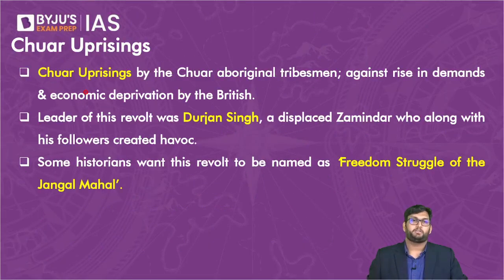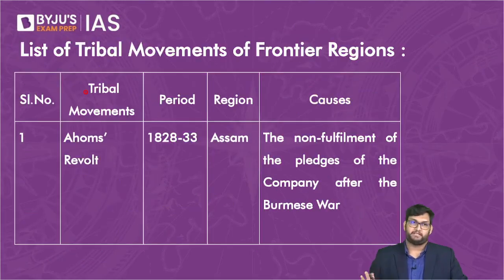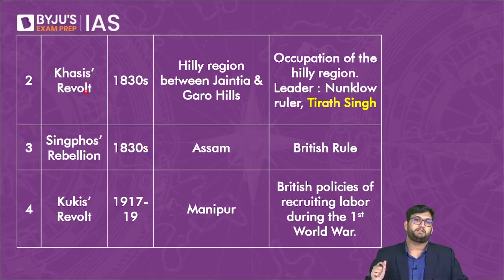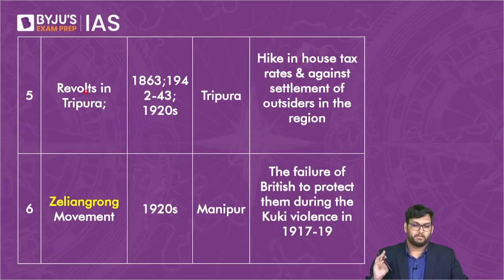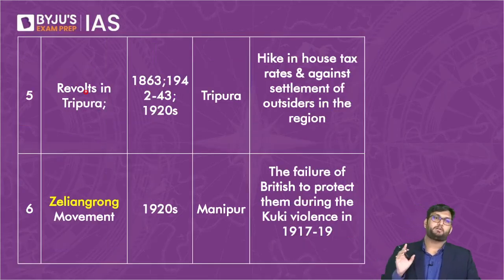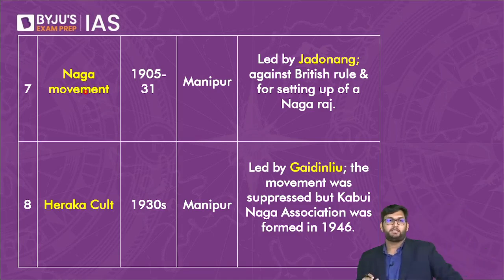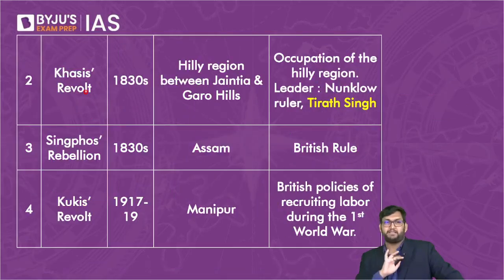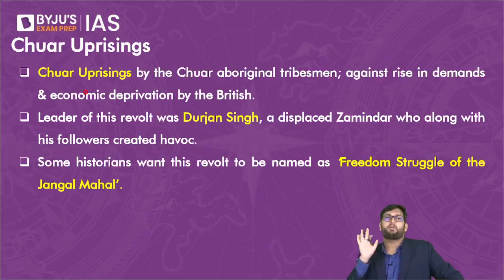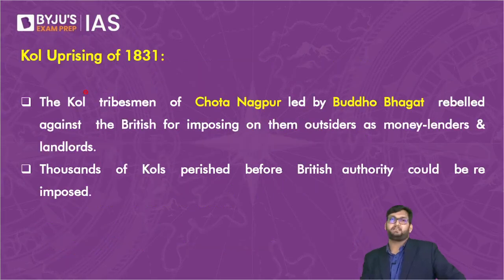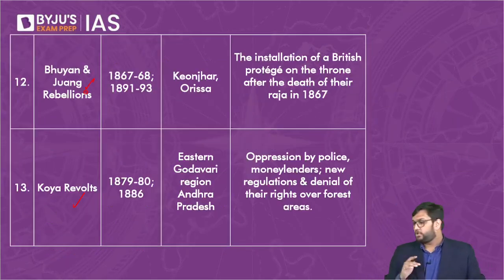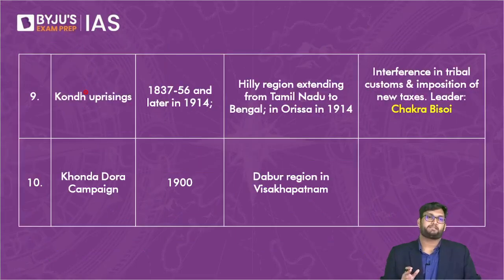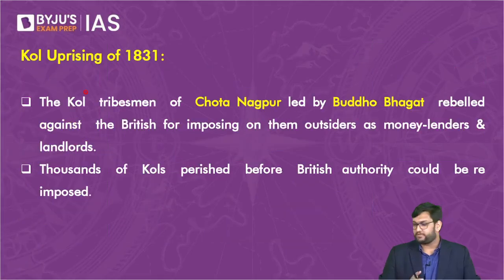And thereafter, you have one for northeast, specifically frontier area. Ahom, Khasi, Singpos, Kuki, Tripura, the Zeliangrong, Naga, the Hirakata cult, and I have very simply put everything already in a table for you. But out of this, we have to learn certain specific ones. Obviously they are quite a lot. The basic point of the matter is about 11, 12, 13 here, 15, 16 here.